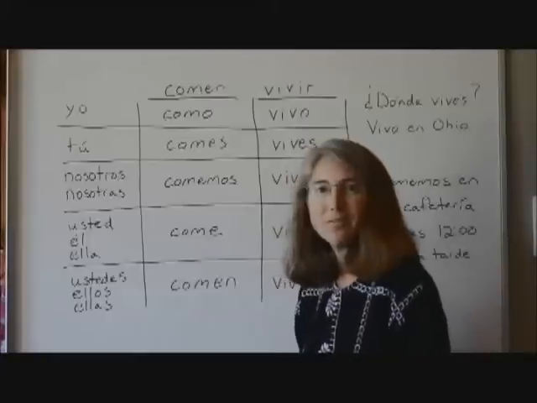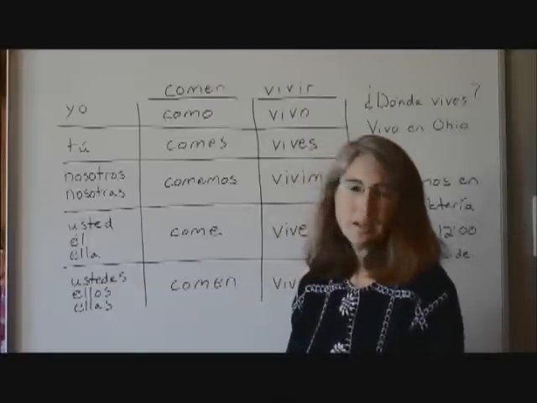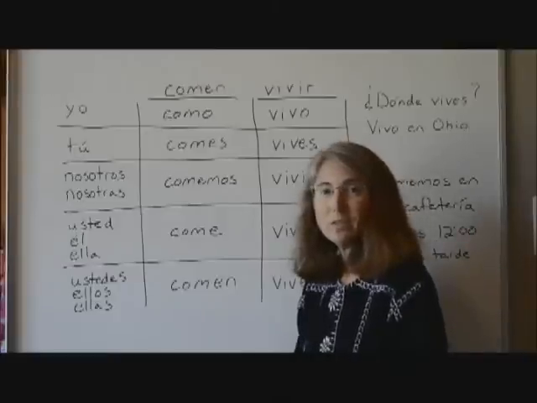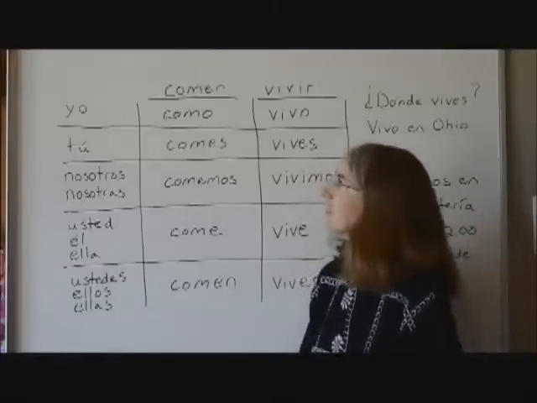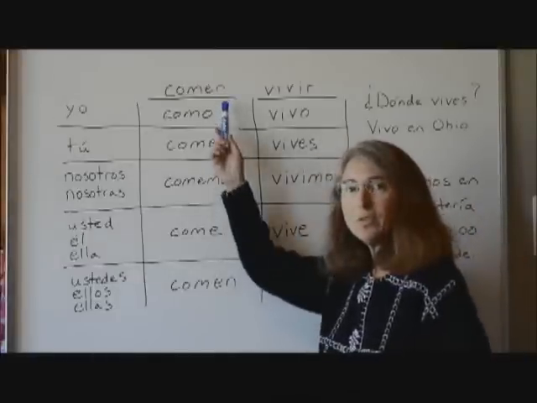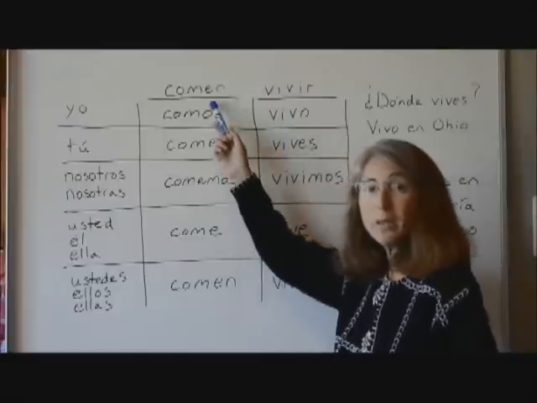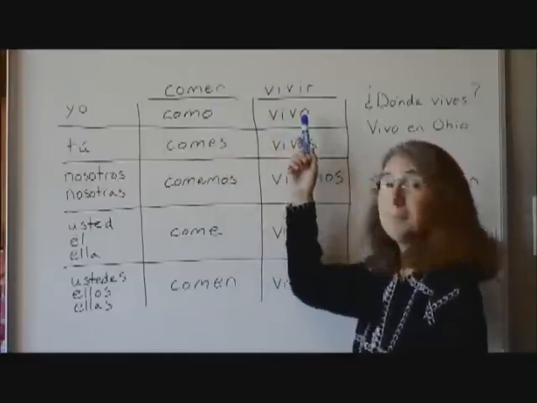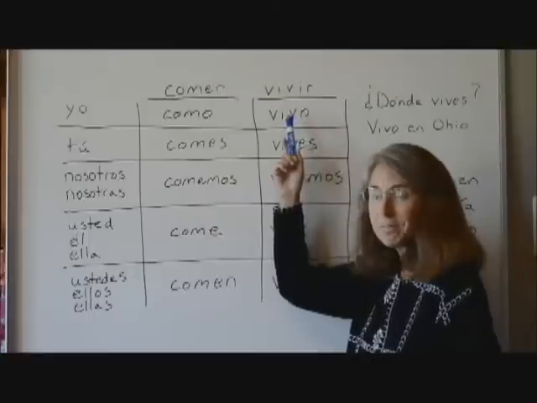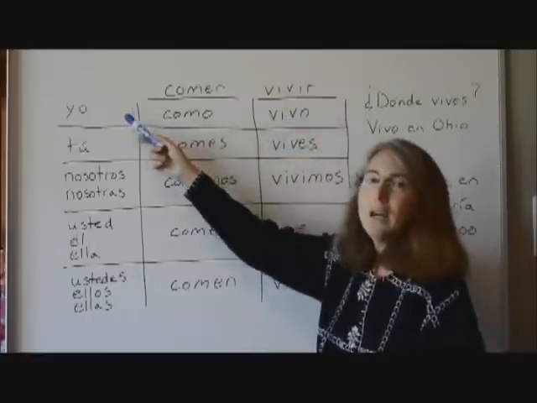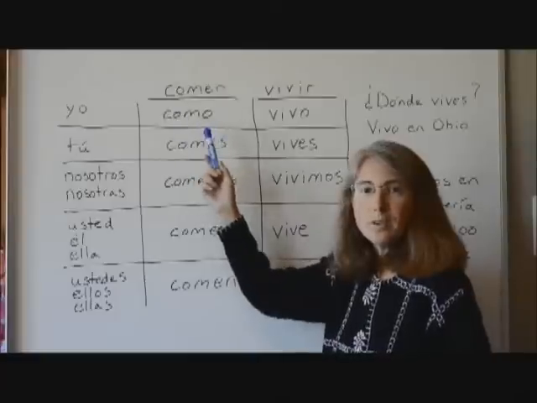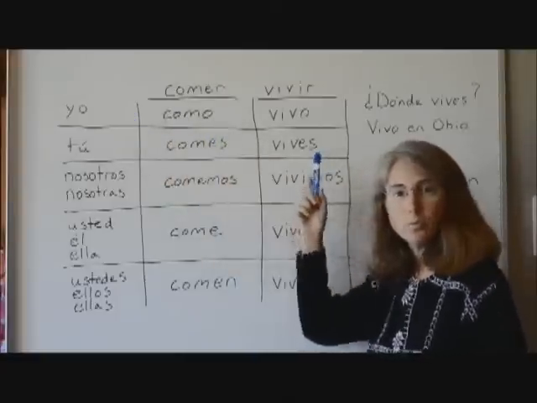ER and IR verbs have similar spellings, very similar. In fact, there's only one difference in the conjugations. Here's some examples of ER and IR verbs. Comer, to eat. Vivir, to live. I eat would be yo como. I live would be yo vivo.